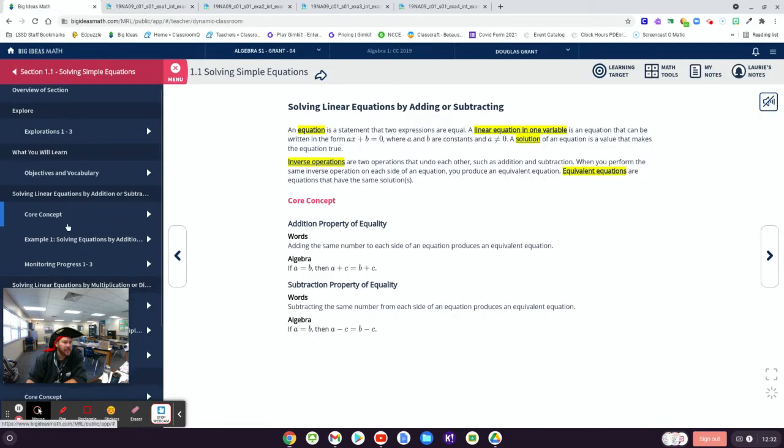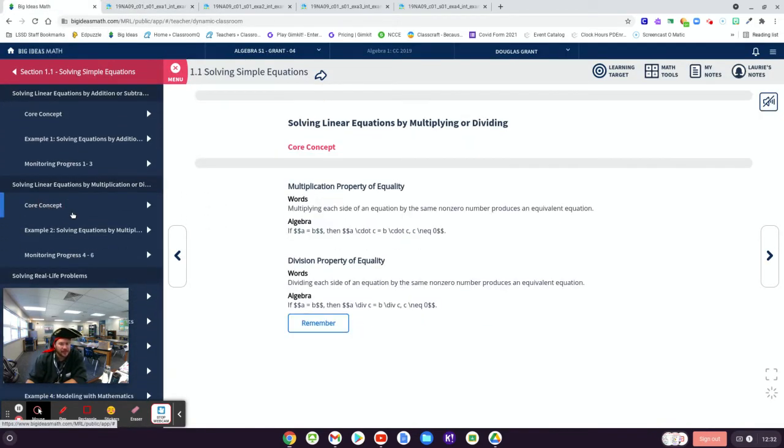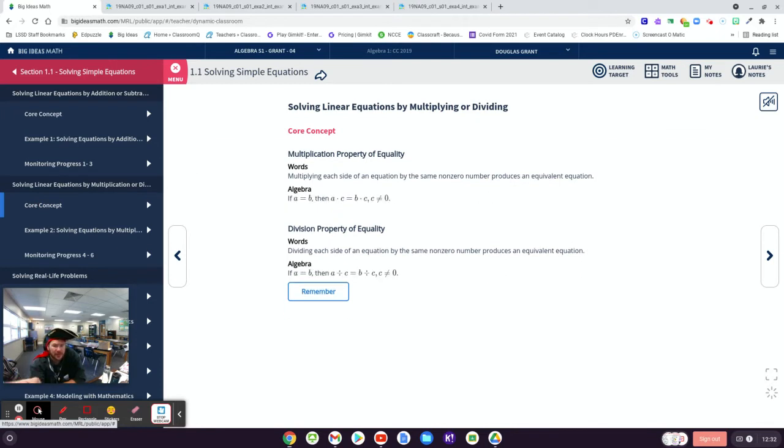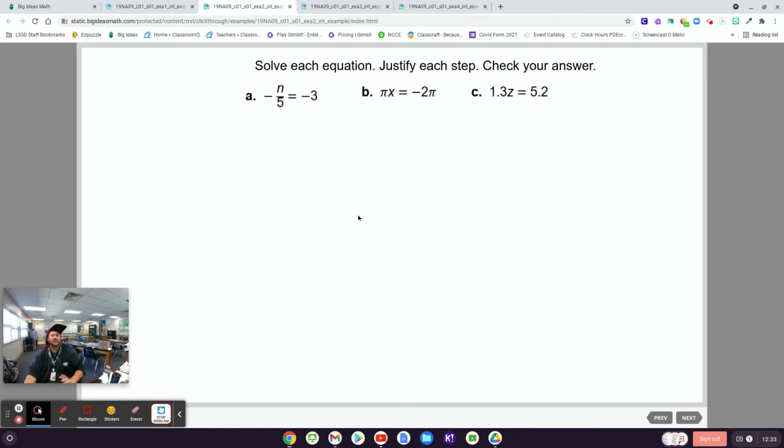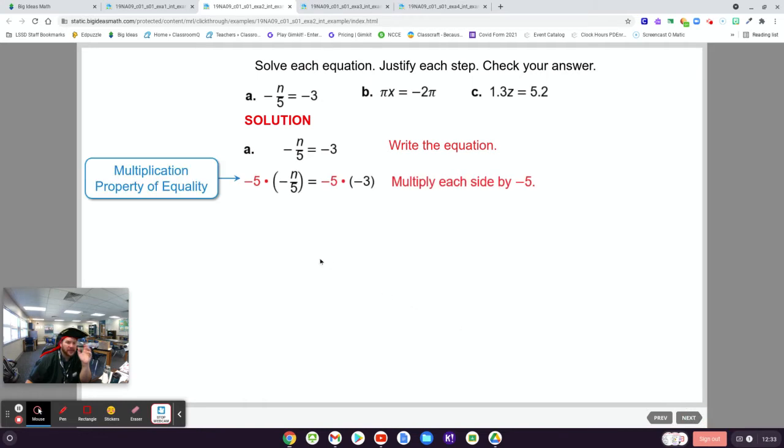Okay, so now let's scroll down to our next concept, which is solving equations by multiplying and dividing. Same principle, except we're going to use multiplication and division. So try and solve this one right here. Negative n divided by 5 equals negative 3. Good luck. All right, so hopefully what you did is first rewrote it, and then realized the opposite of dividing by 5 is multiplying by 5. In this case, to get rid of this negative, you can multiply by negative 5 on each side.